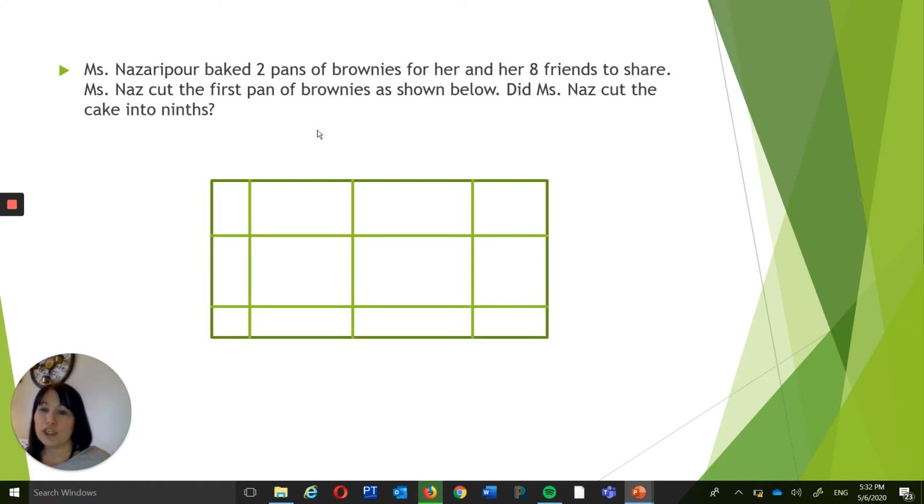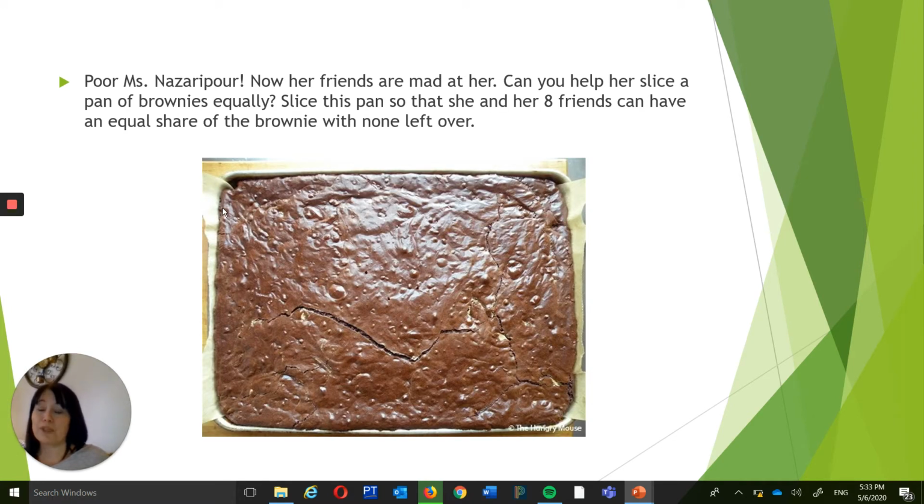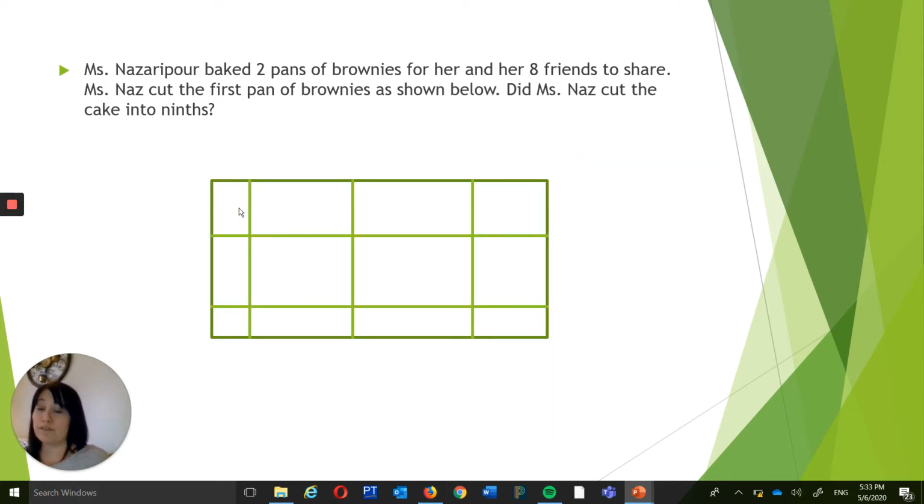You're correct. Look at the size of this brownie compared to the size of this brownie. This friend is not going to get a lot of brownie, while this friend is going to get a stomach ache from eating too much brownie. Look how much bigger this is than this, or even this is bigger than this one here. All of the shapes are different sizes. So if they are different sizes, they cannot be partitioned equally. Poor Miss Nazaripour. Now her friends are mad at her. You guys, especially the friend who got this little piece, real mad at me, real mad.